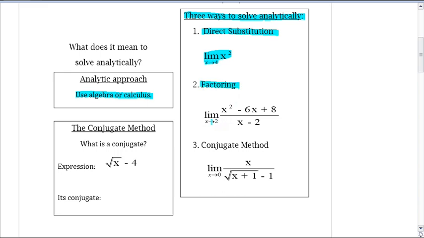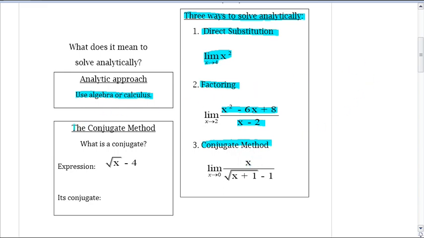The next one is factoring. That's where if we try to use direct substitution, we either get 0 over 0, or we get a value in the denominator that's 0. So we would factor the top and then try to simplify. And then the last method that we'll look at is called the conjugate method. And we'll talk about what a conjugate is right now.